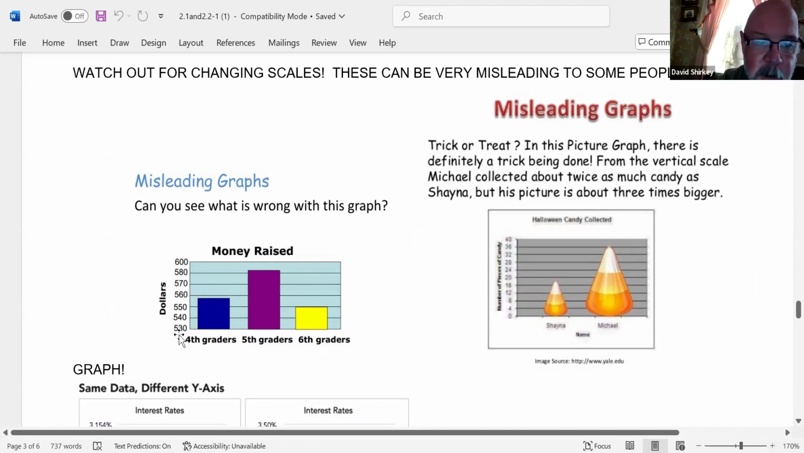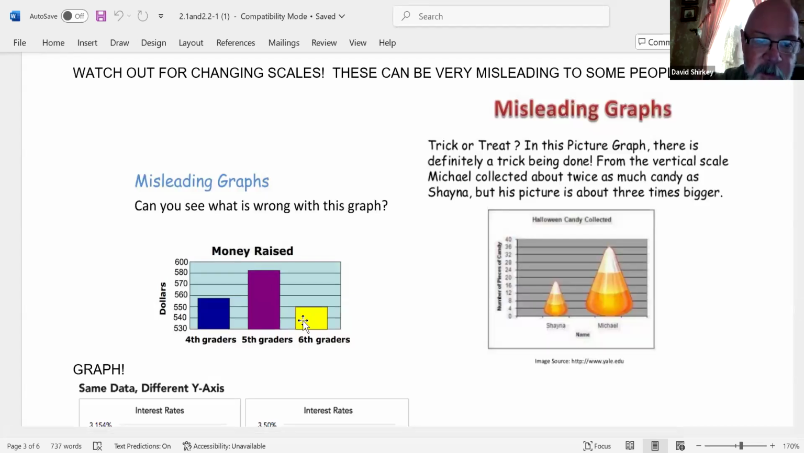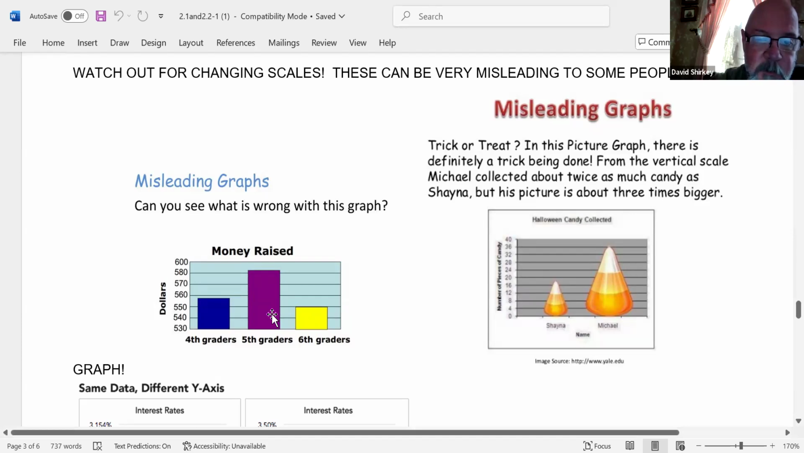It's at 530. When you zoom in like that, the difference between these three categories, fourth, fifth, and sixth graders, become greatly separated compared to what they are in actuality. In other words, looking at this graph, it looks like the fifth graders did more than twice as much sales as the sixth graders, but that's just based on the scale. What you want to do is start it at 0. If you did, you'd see that these bars were much more level if you're going from 0 up to 600 instead of 530 up to 600. So that's a way to mislead people just visually, right?